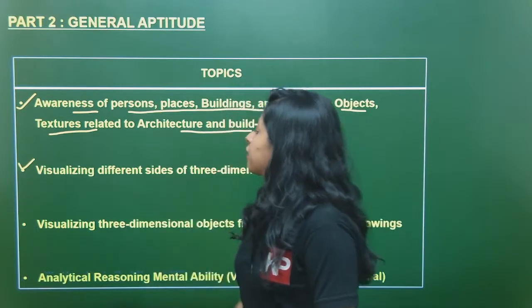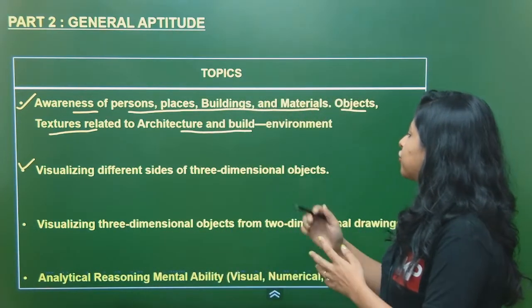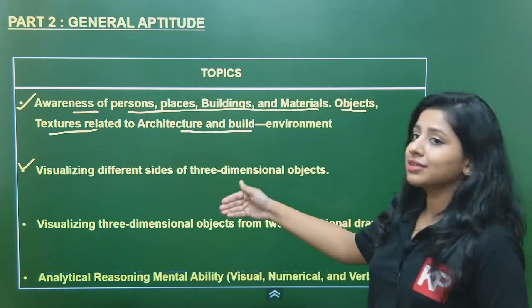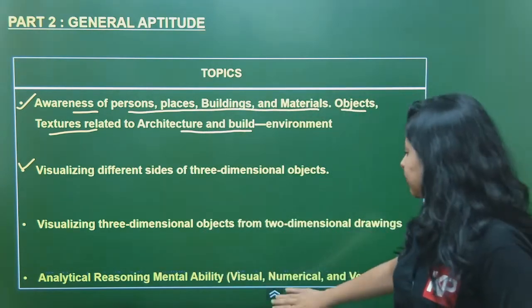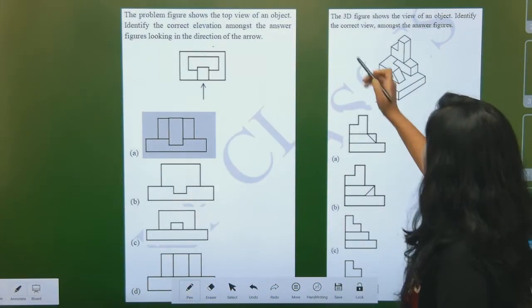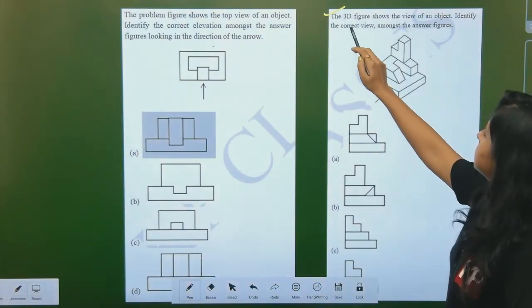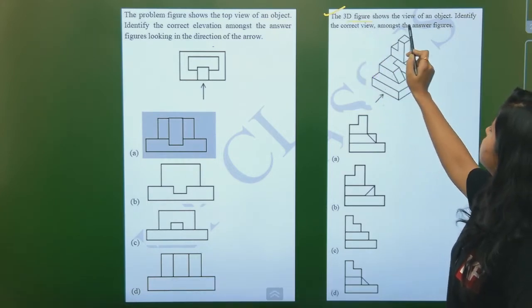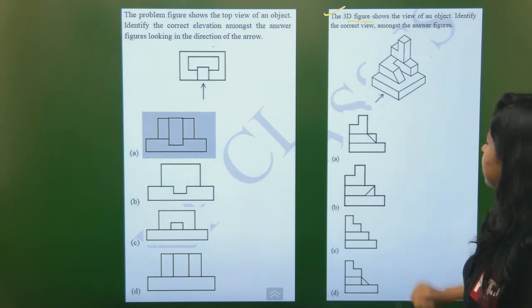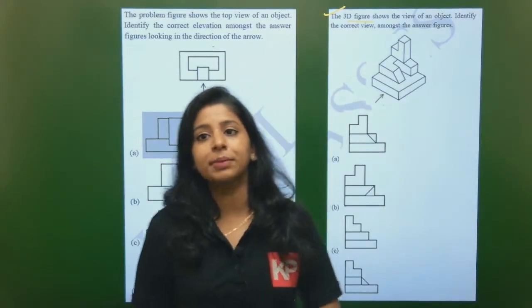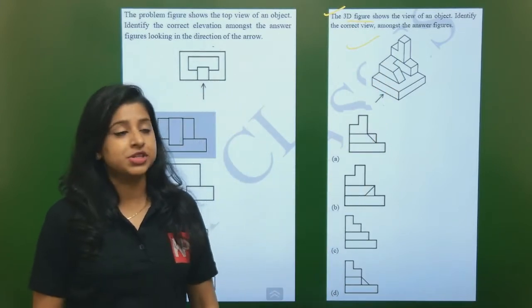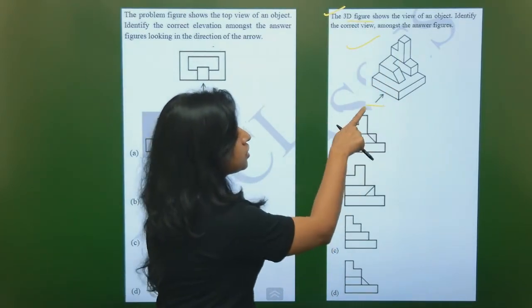The next point is visualizing different sides of three-dimensional objects, that is 3D objects. To understand this particular point in a much better way, let's look at one of the questions that was asked. See what this question says. A 3D figure shows the view of an object. Identify the correct view amongst the given answers. In the question, you will be given a three-dimensional image, and you will be given an arrow. Can you see this arrow?